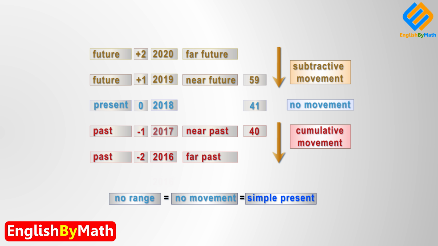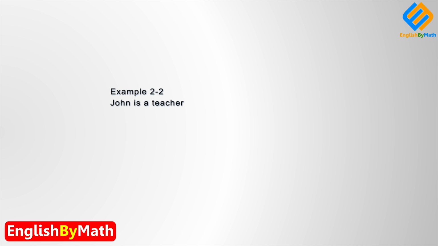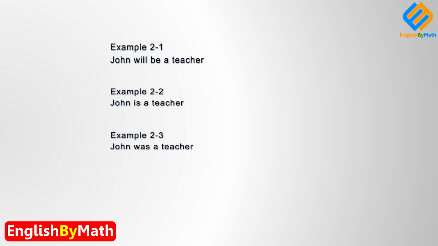To answer the question, let's look at the following sentences. John is a teacher. John was a teacher. John will be a teacher. Present, past, future. Let's start with the past and discuss the meaning of John was a teacher.